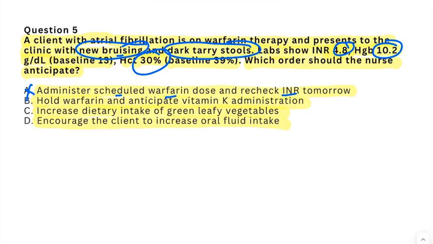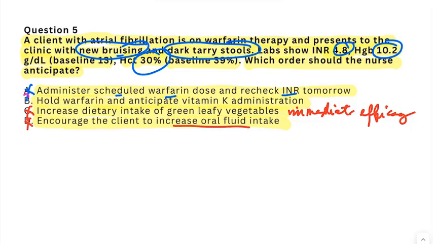Now, how about letter C? It says increase dietary intake of green leafy vegetables. May be good, but it's not the best choice. Why? Because you need immediate efficacy, right? And then letter D, encourage increased oral fluid. That's not going to help with our bleeding. We need to stop the bleeding. So letter D is incorrect.